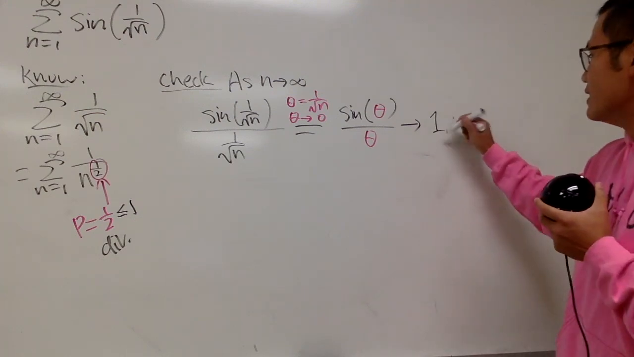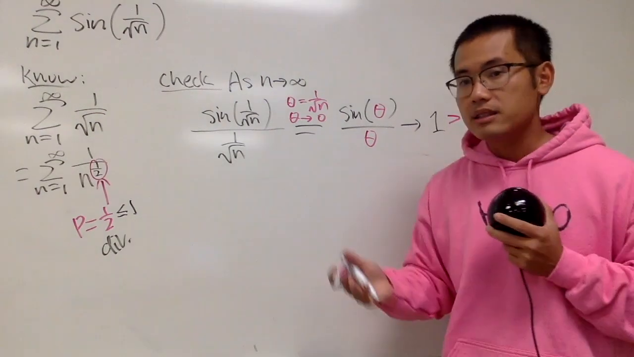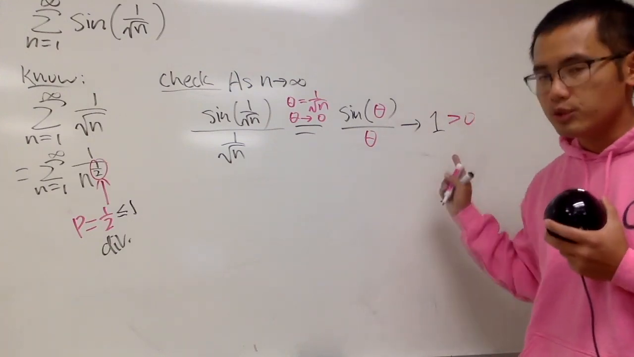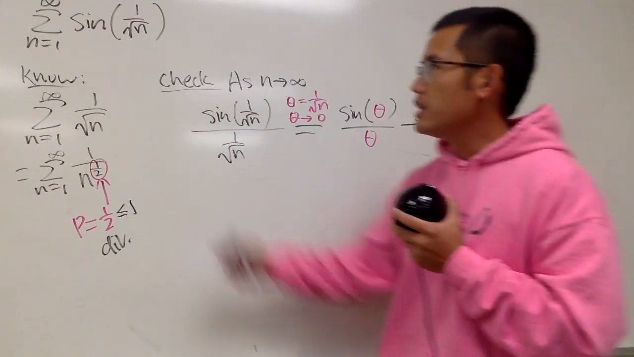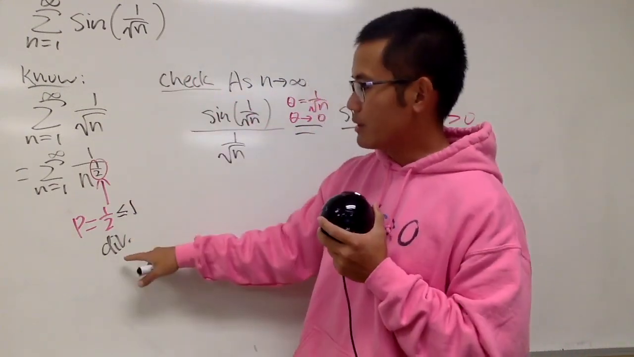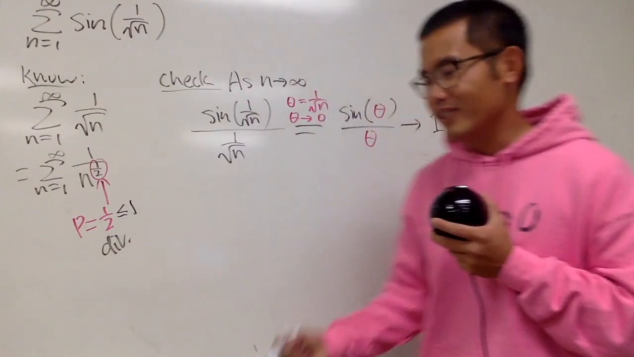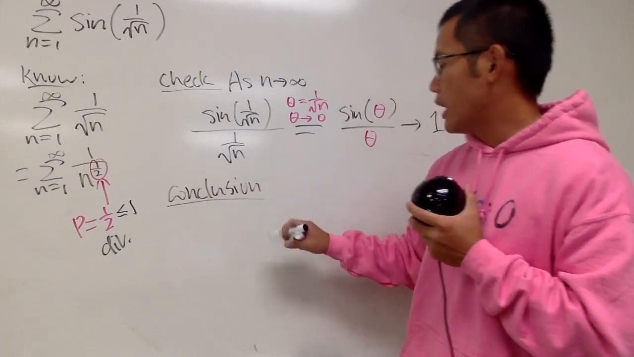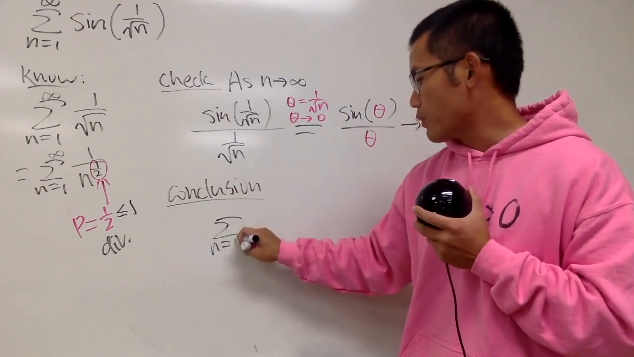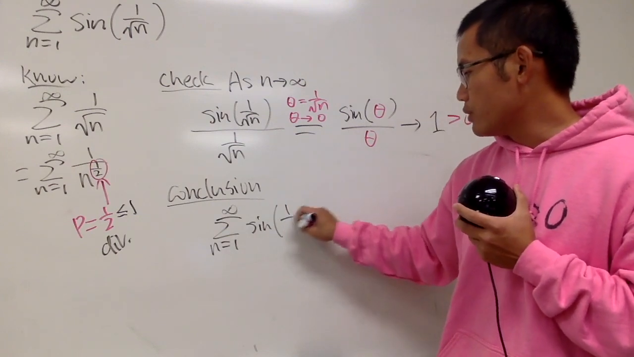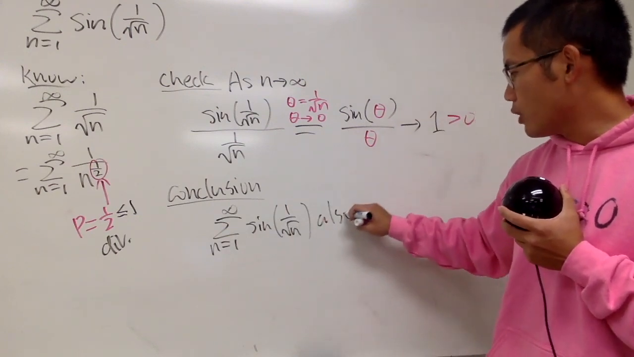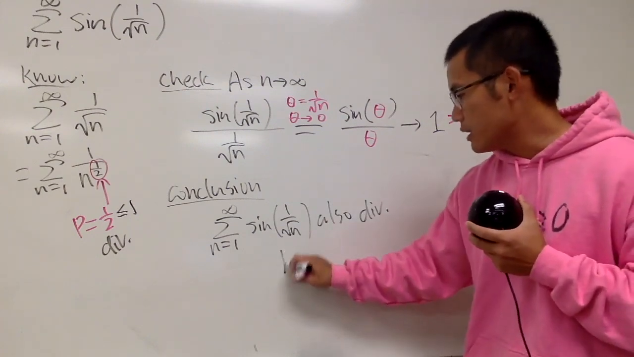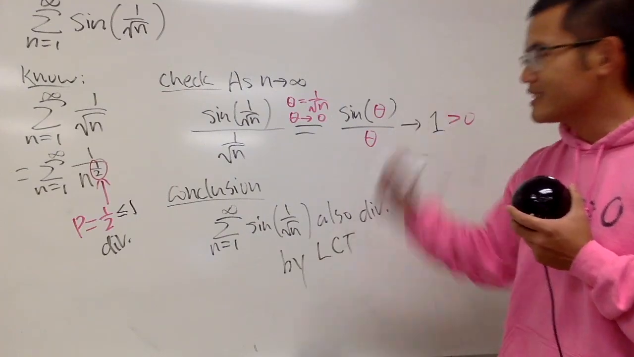And now, how can we use this one? Well, 1 is greater than 0 because we are looking at this as the limit comparison test. 1 is greater than 0, and it's good because we can draw a conclusion. The conclusion is this and that, well, this one diverges, that one also diverges. So let's go ahead and put that down. Here is the conclusion. I will just write down the sum, n goes from 1 to infinity, sine of 1 over square root of n also diverges. And the reason is because we use the limit comparison test.